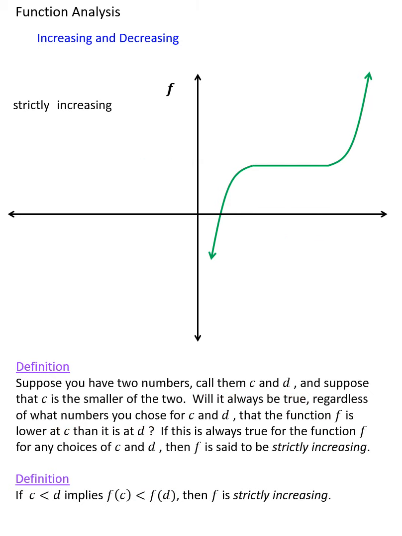But mathematicians still had a sense that this function was, quote, going up as we read from left to right. It's not going downward anywhere, is it? And so mathematicians decided to make a new definition. See the word strictly here? They decided to take that out and just call this an increasing function.